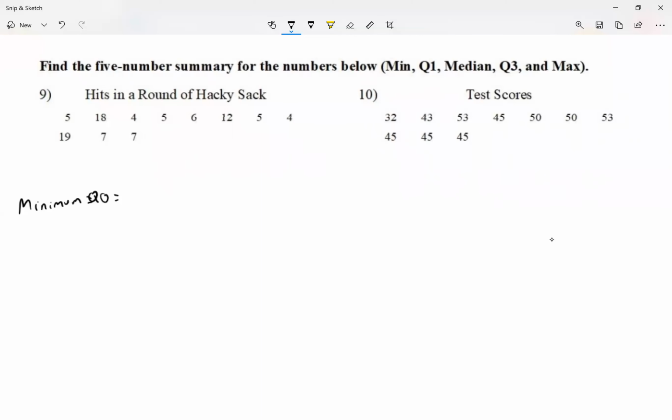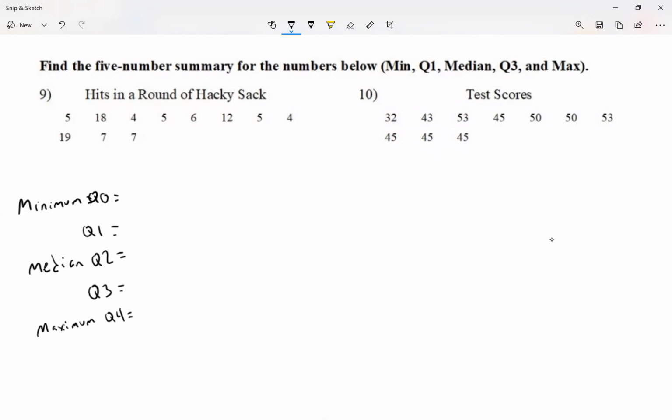I'm going to find the first quartile. I'm going to find the median. Some people call this quarter 2. I'm going to find the third quartile. And let me find the maximum. Some people call this fourth quartile.